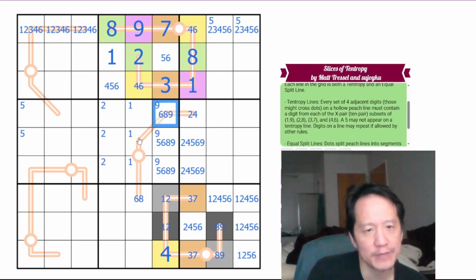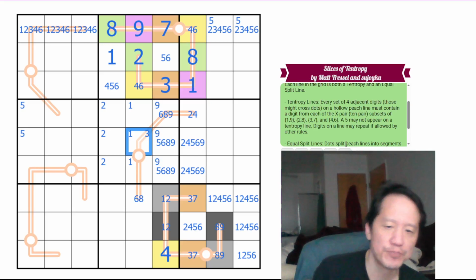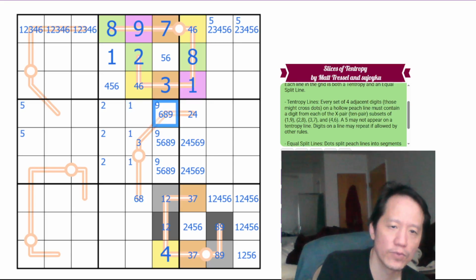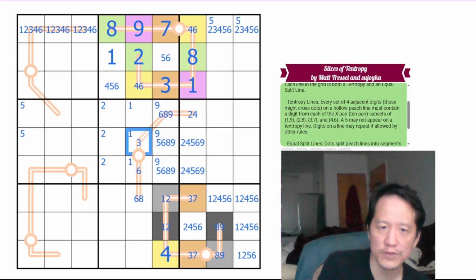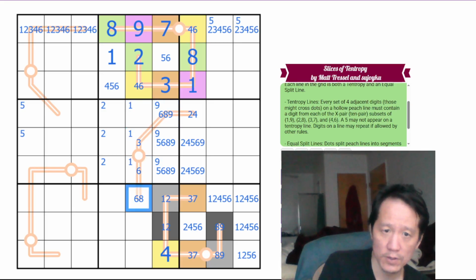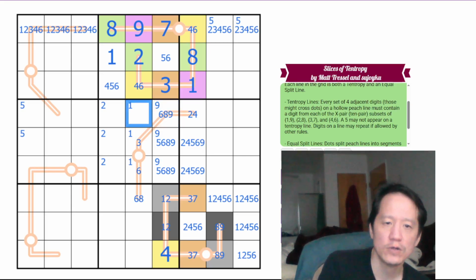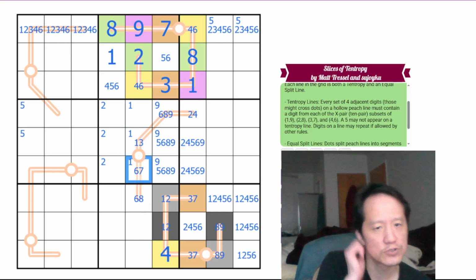So if this is 9, that forces this to be 3. Nine, 3, 2, which would force this to be 6 and this 8. And that works. If this is 8, this would then have to be 4, and this would be 6. This would be 8, 4, and then this could be 1. This would be 6, this would be 7, and that works.